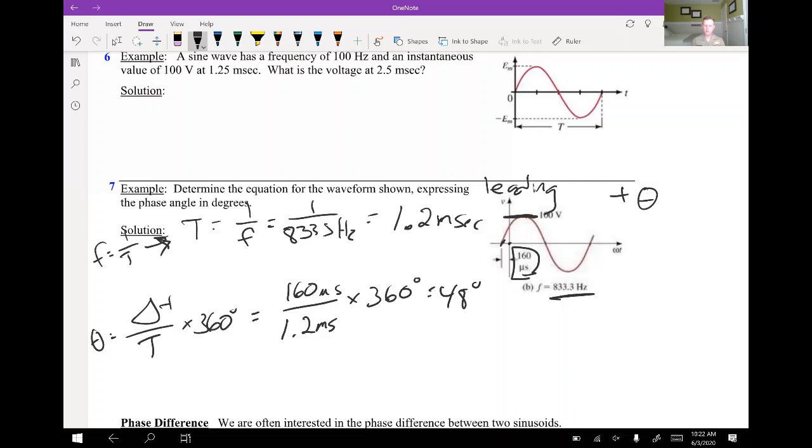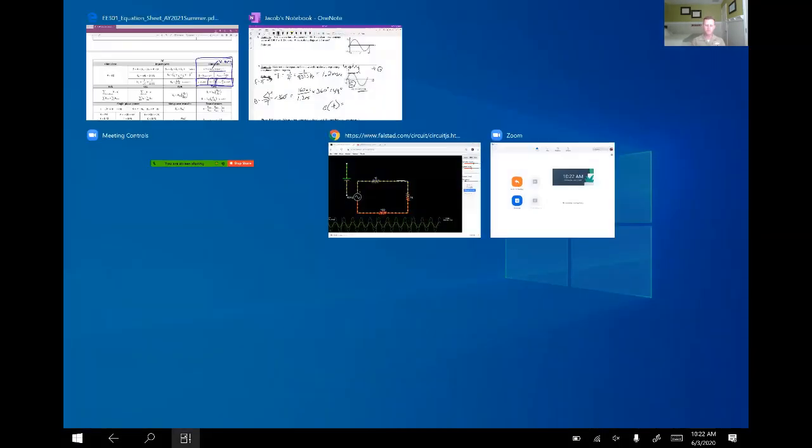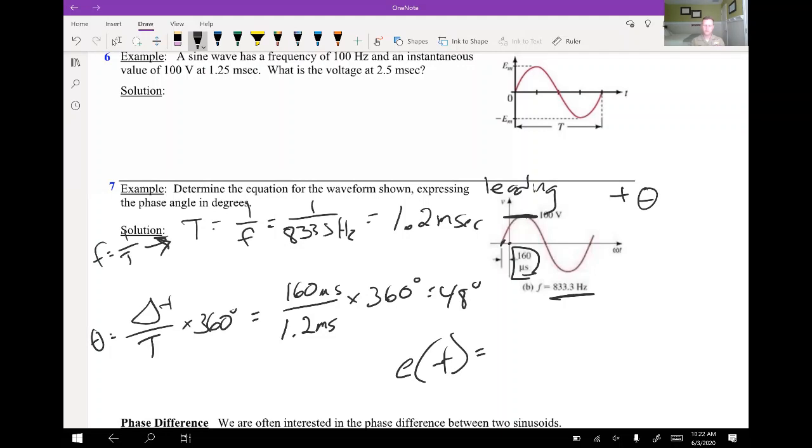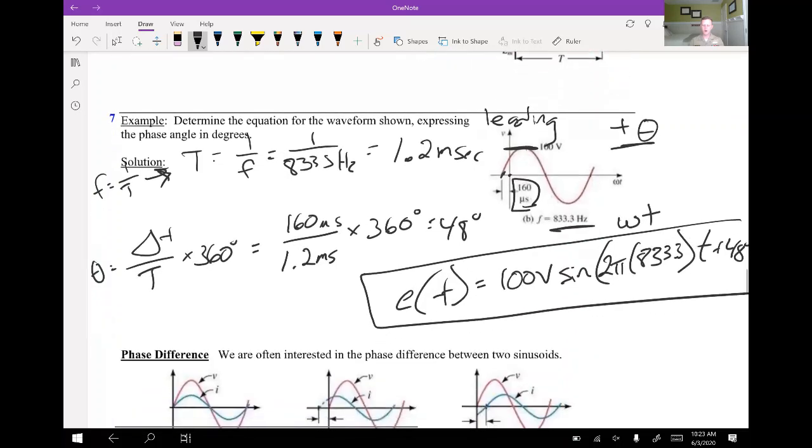I can see right here, my amplitude is 100. So my sinusoidal equation, E as a function of time, is equal to that amplitude. Where am I getting this equation? As a reminder right here, E peak, that's the same as the amplitude, sine of omega t plus or minus theta. So here's E of t. My peak value is 100 volts. Sine. And then we have here omega t. Well, what is omega except 2 pi f? So we could write 2 pi times 833.3 t, because it's a function of time, so time stays in the equation. And then we have a positive because it's leading, plus 48 degrees. And there's how we find the equation off of analyzing a waveform.